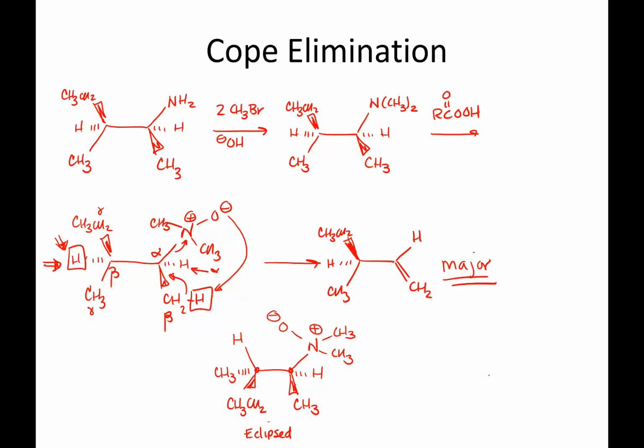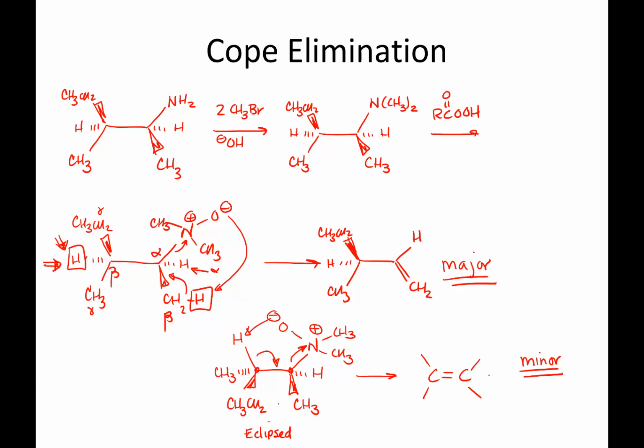So what's going to happen is the O- is going to grab the hydrogen, the pair of electrons is going to move here, and then that pair of electrons in the carbon-nitrogen bond is going to go to nitrogen. So again, I'm going to form a carbon-carbon double bond to the second beta carbon. Again, this is going to be the minor product.